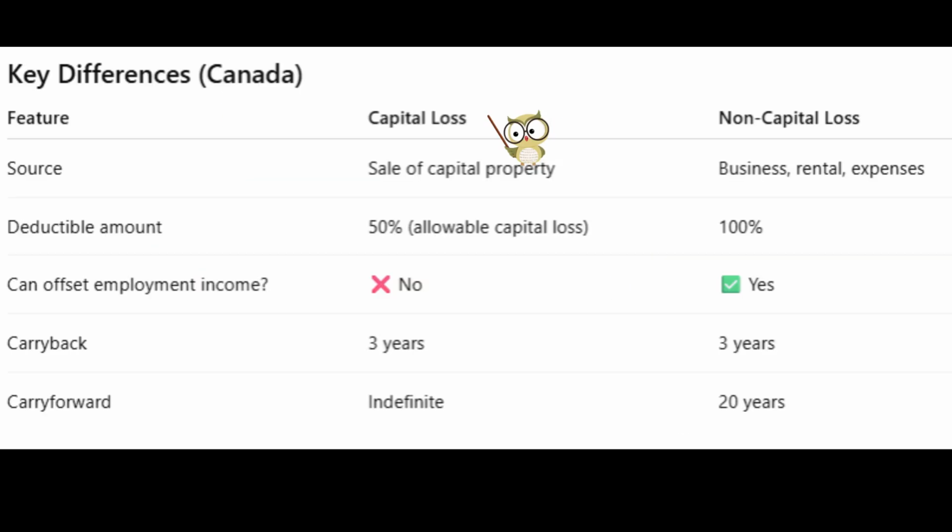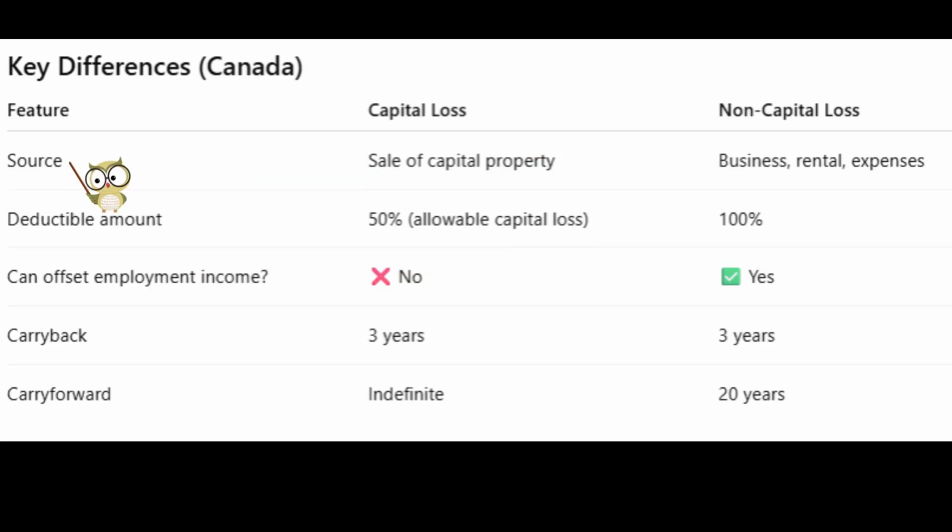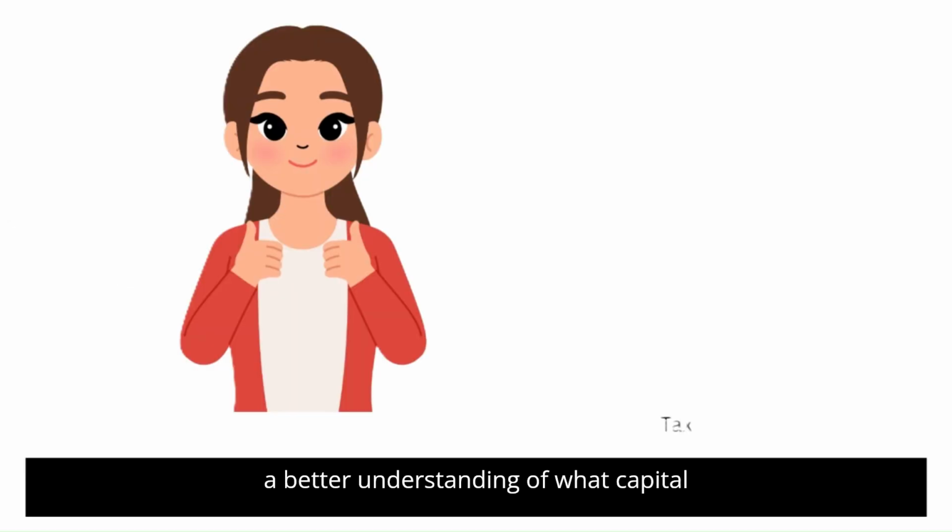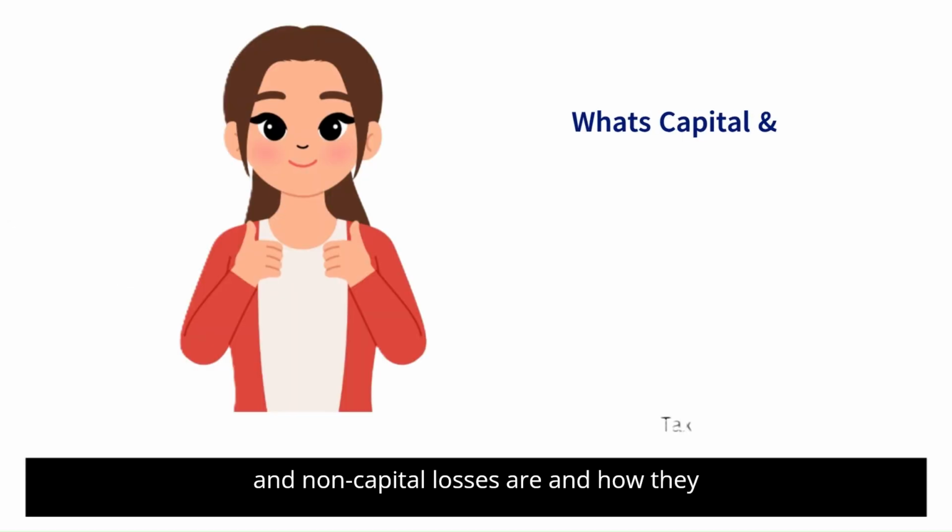Here is a summary of capital loss versus non-capital loss that states the source of income that can be considered as capital or non-capital income, the deductibility amount, and what type of income can be offset against capital and non-capital loss. Their carryback period, that is, for how many years it can be carried back, and their carryforward period, that is, for how many years it can be used in the future. Hope you have a better understanding of what capital and non-capital losses are and how they work.